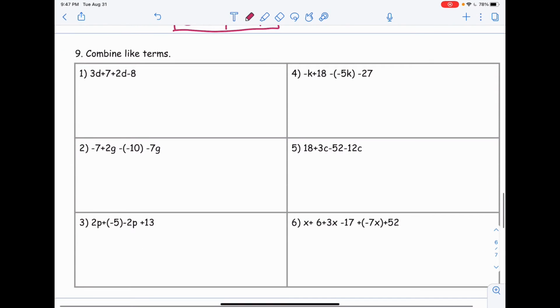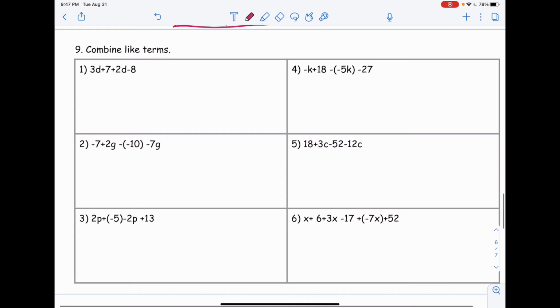Let's combine like terms. First one, number 1, we have 3D and we have positive 2D as our like terms. And then we also have positive 7 and negative 8. So let's combine first 3D and 2D. When you add the coefficients of these two terms, you will get 5D. Then let's combine 7 and negative 8. When you add 7 and negative 8, you will get negative 1. Here's our final answer for this expression.